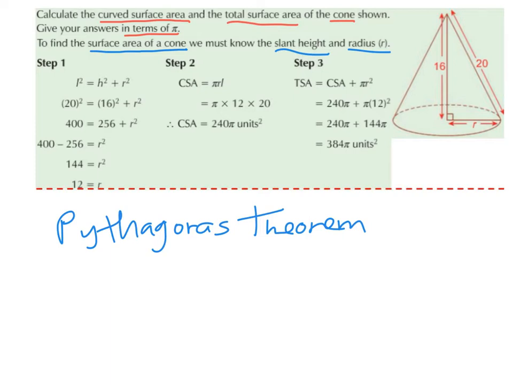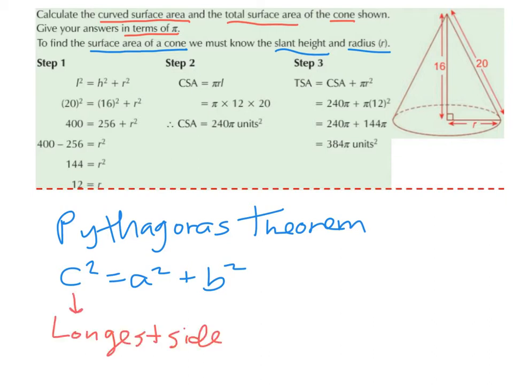Pythagoras' theorem, given to us in the formula book, is c squared equals a squared plus b squared, where c squared represents the longest side. In our right angle triangle, the longest side is 20. The longest side is always across from the right angle. So our c is going to be 20, and it's going to be 20 squared equals r squared plus 16 squared. It doesn't matter which one of these gets labelled as the a or the b, because we're going to add them together anyway, so we'll get the same answer.